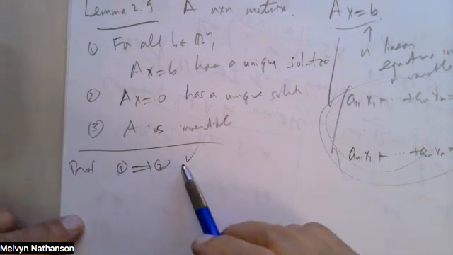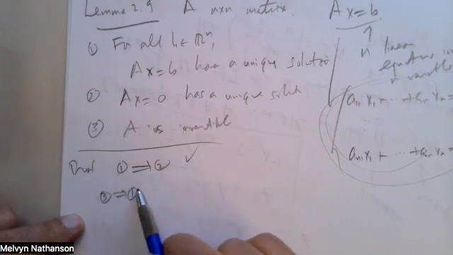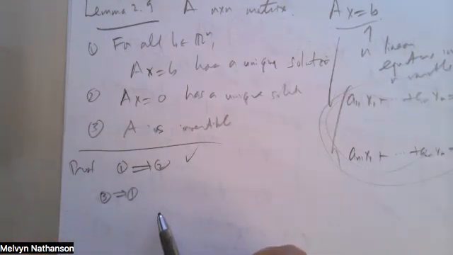Let me skip 2 implies 3 for the moment. What about 3 implies 1? So A is invertible.